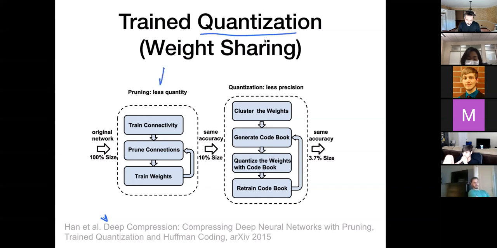So after you do this pruning, you reduce it to roughly around 10% of the size with the same accuracy. So here you have the same accuracy. Now, with quantization, you can do much better, right? Quantization again is one idea in this paper, but there are so many other ideas out there. But this is an interesting one. And after you do quantization, you reduce it to 3.7% of the size.